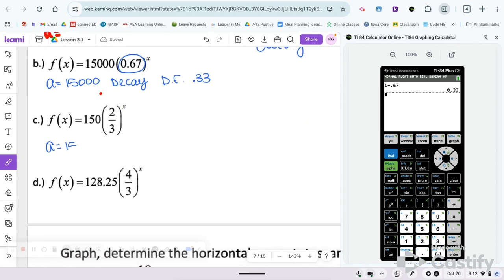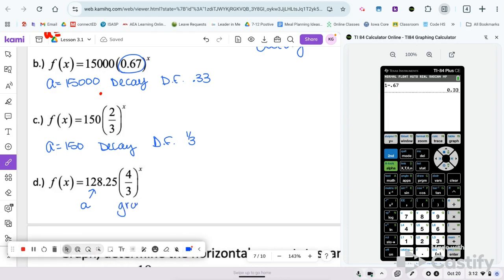C, the initial value is 150. 2/3 is not greater than 1, so this is also a decay. And the decay factor will be 1/3. It's decaying by 1/3. There's 2/3 left. On this last one, my initial value is 128.25. Because 4/3 is higher than 1, it is a growth factor. And the growth factor is 4/3.